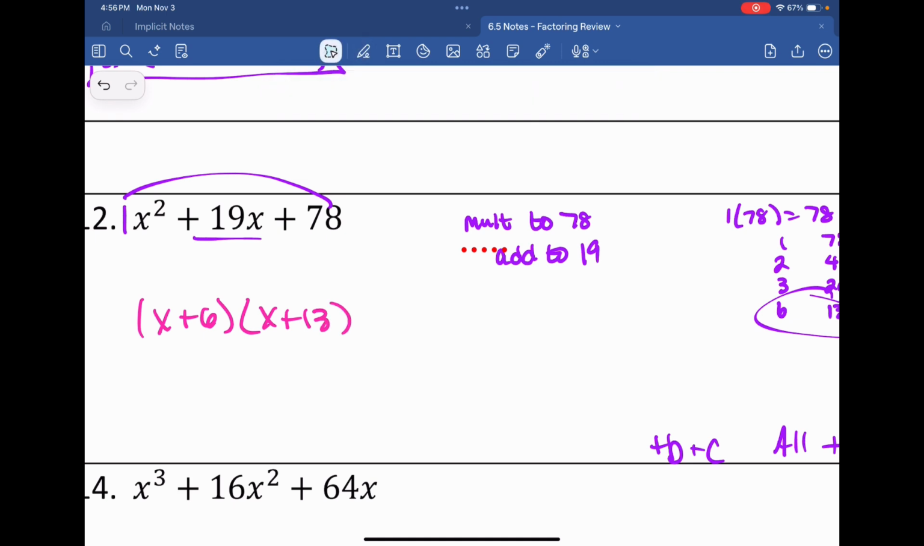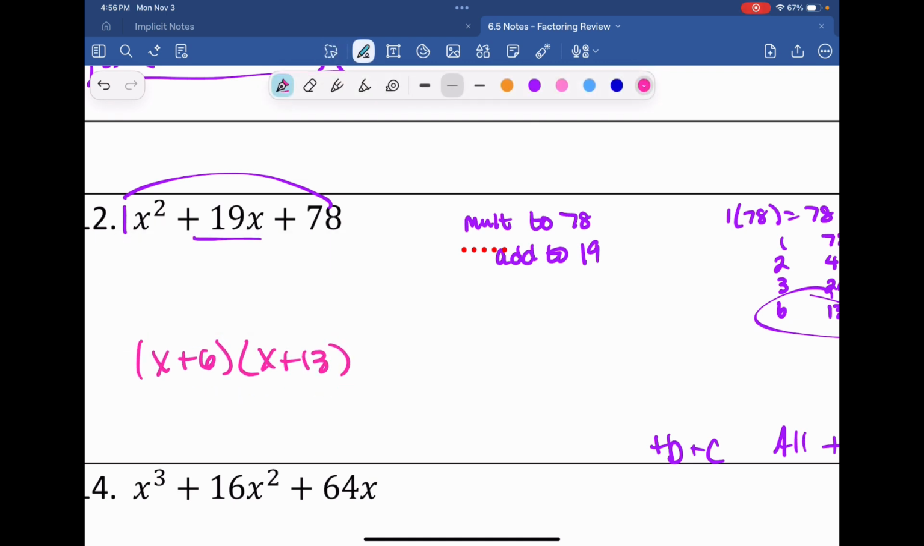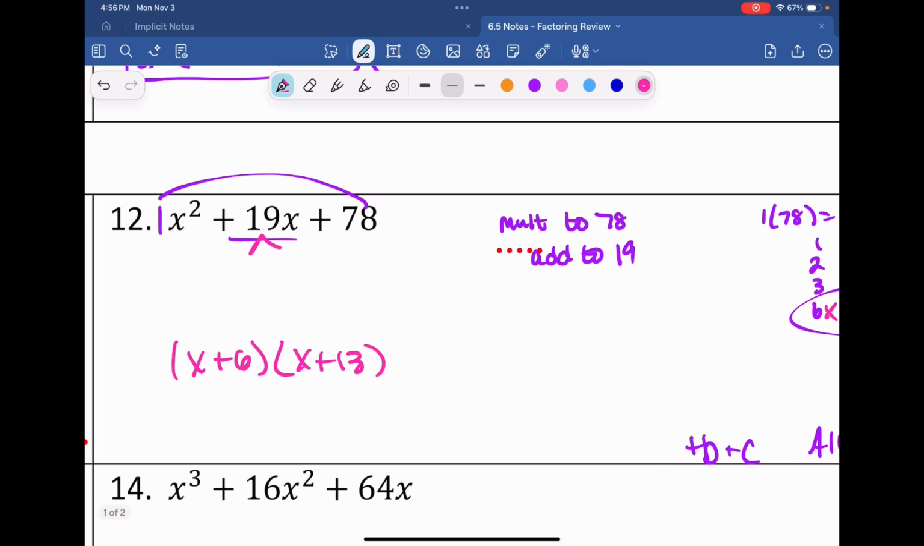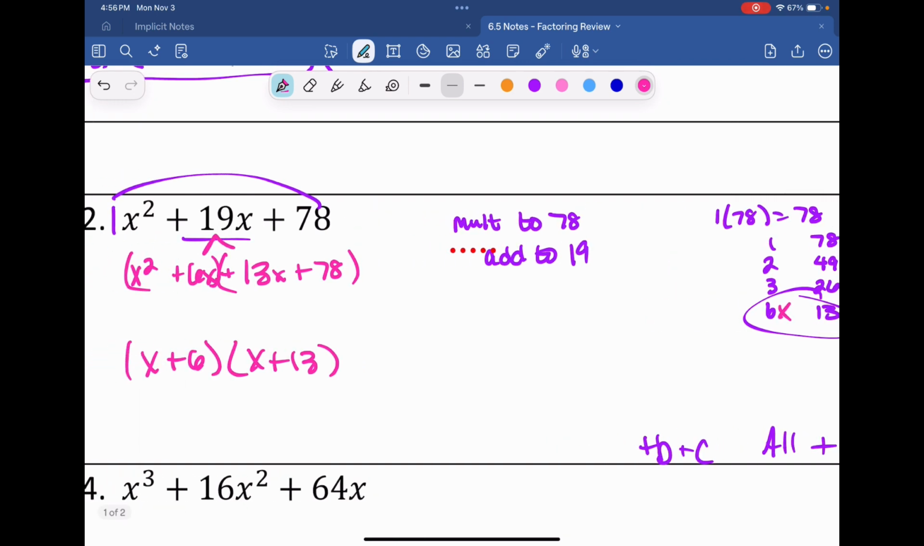If you want to factor by grouping, you can absolutely do that. Make sure you put your x over there. Group. GCF of the first group is x. GCF of the second group is a positive 13. Common binomial. Whatever is left.